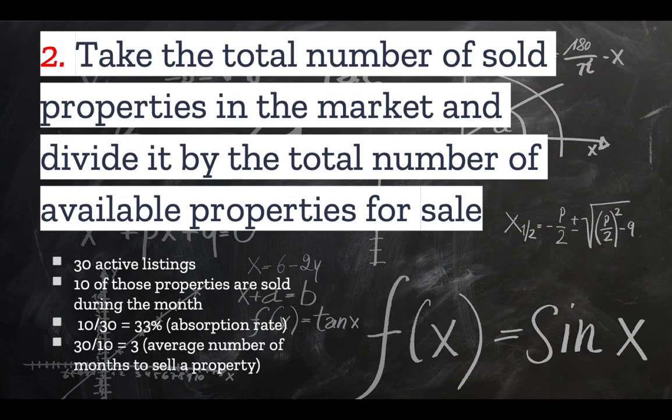You can also flip this calculation and divide the total number of active listings by the properties sold to get the average number of months to sell a property. So in this case, 30 divided by 10 would be 3 months on average to sell in this market.